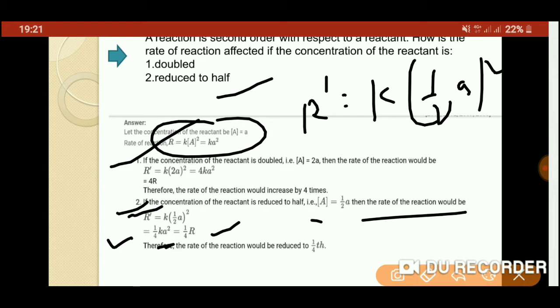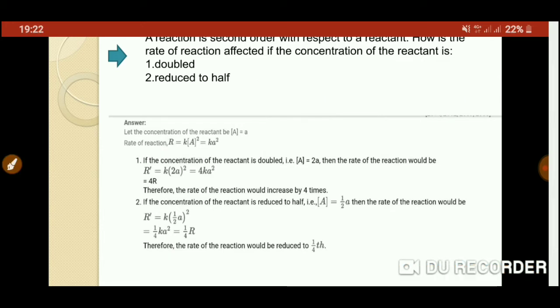You guys can see over here 1/4, 4 is in the dividing form, so you can see it is decreasing compared to the previous value, so therefore the rate of reaction would be reduced to 1/4. If 4 were multiplying, then you can see that it would be increased 4 times. So this is your answer, and this question is very compulsory. Very best question of this chapter, so you can note it down in your notebook and you can take the screenshot very easily. Okay, going to the next slide.